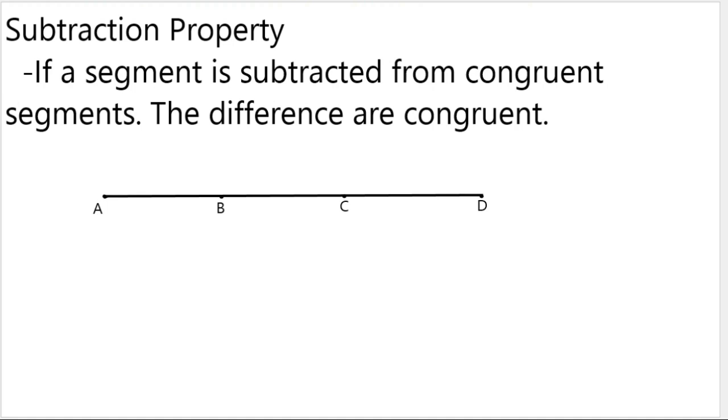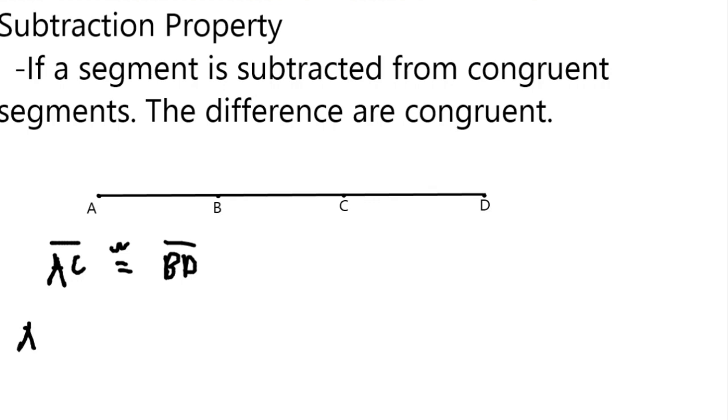Now let's move on to subtraction property. If a segment is subtracted from congruent segments, the differences are congruent. So let's say we have a line segment AC that is congruent to line segment, let's say PD here. So they are basically congruent, and if we're going to subtract another segment, let's say it's line segment BC, we are going to subtract it from both equations. Okay, so their differences are congruent.